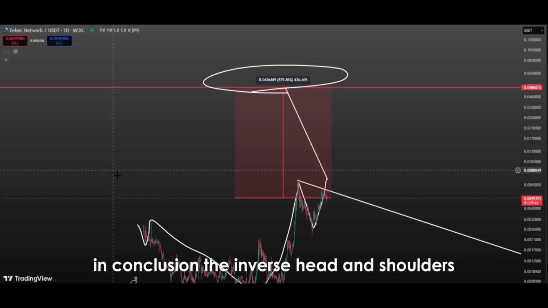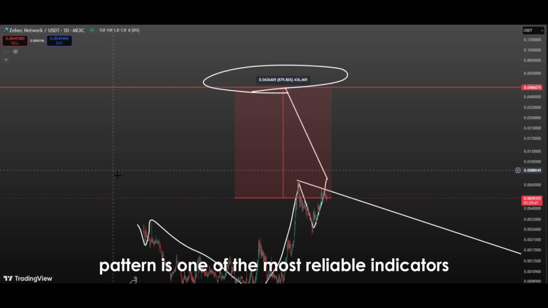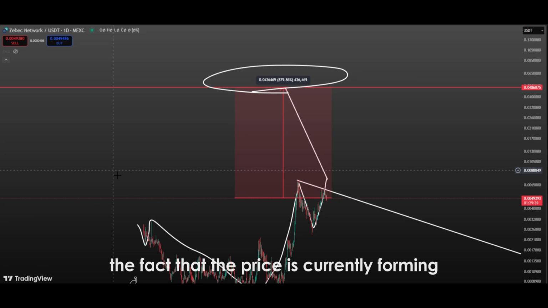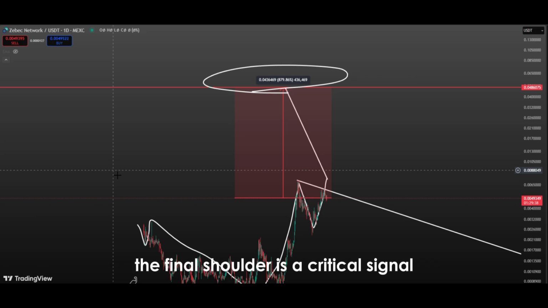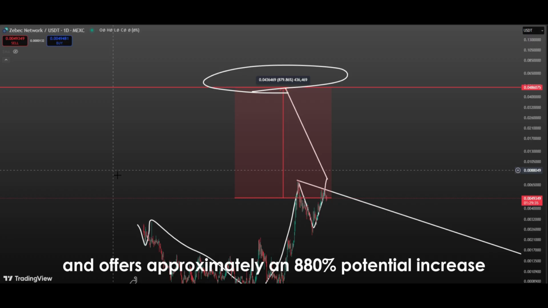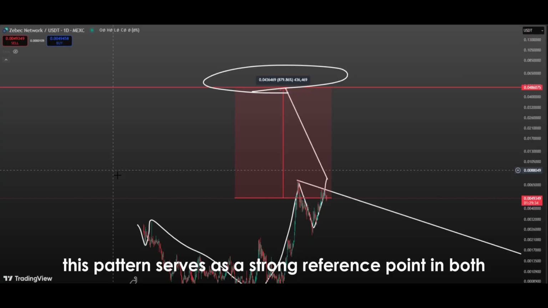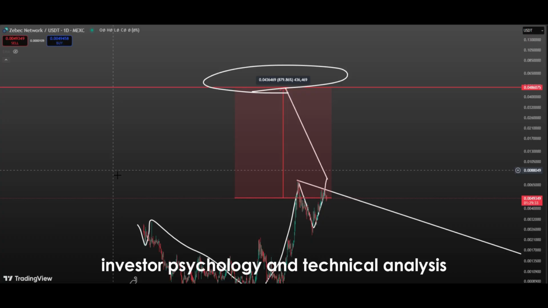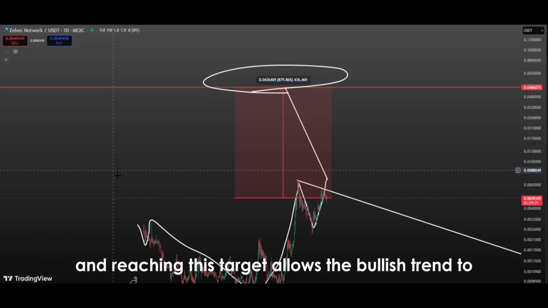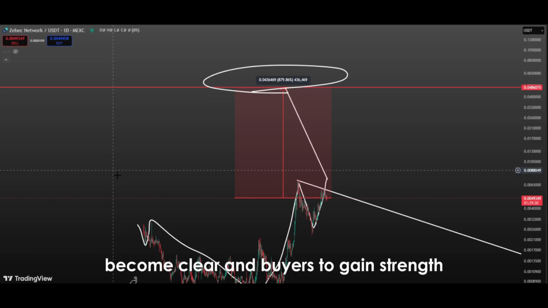In conclusion, the inverse head and shoulders pattern is one of the most reliable indicators of trend reversals in technical analysis. The fact that the price is currently forming the final shoulder is a critical signal for the realization of this upward potential. The pattern's target is calculated based on the depth of the head and offers approximately an 880% potential increase. This pattern serves as a strong reference point in both investor psychology and technical analysis, and reaching this target allows the bullish trend to become clear and buyers to gain strength.